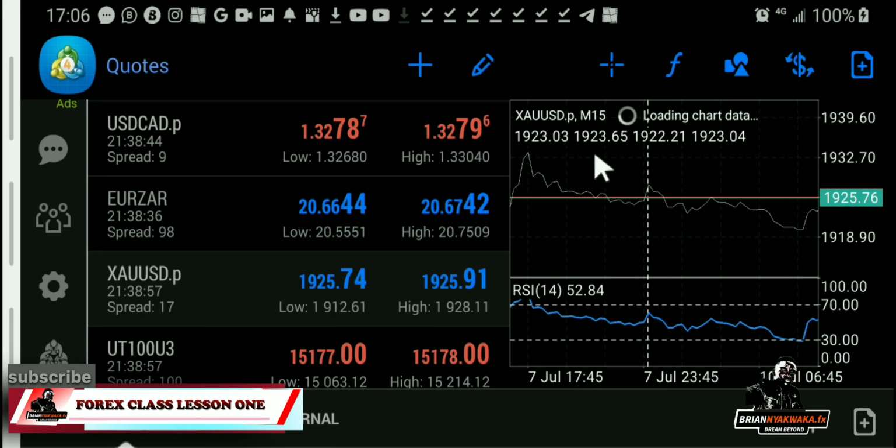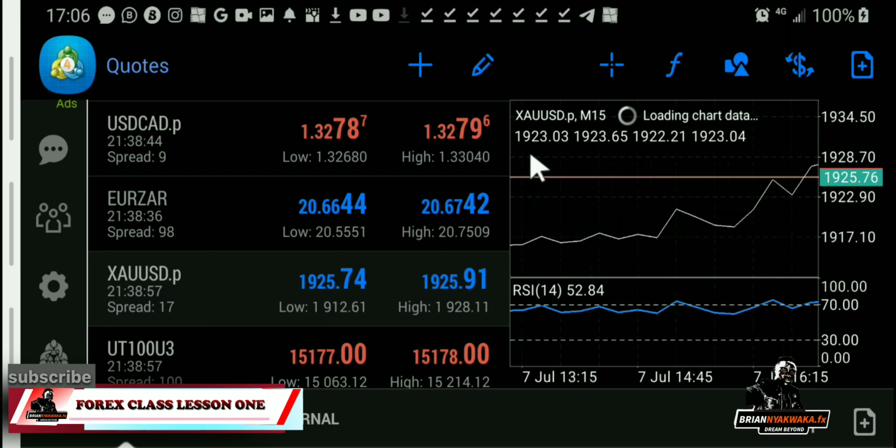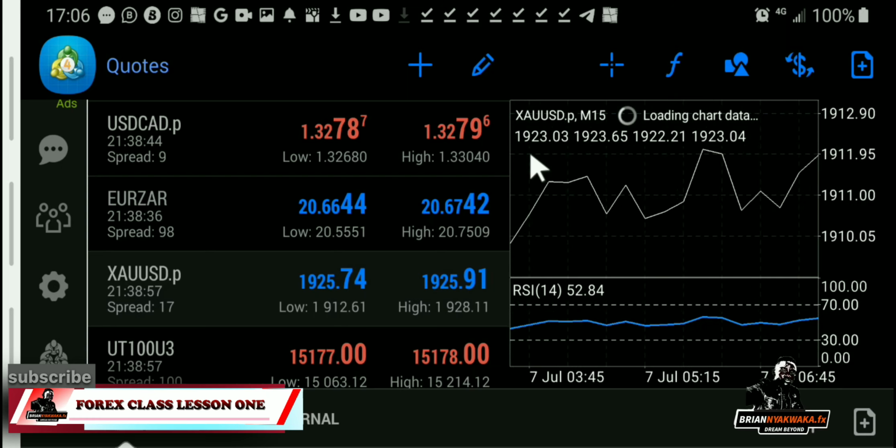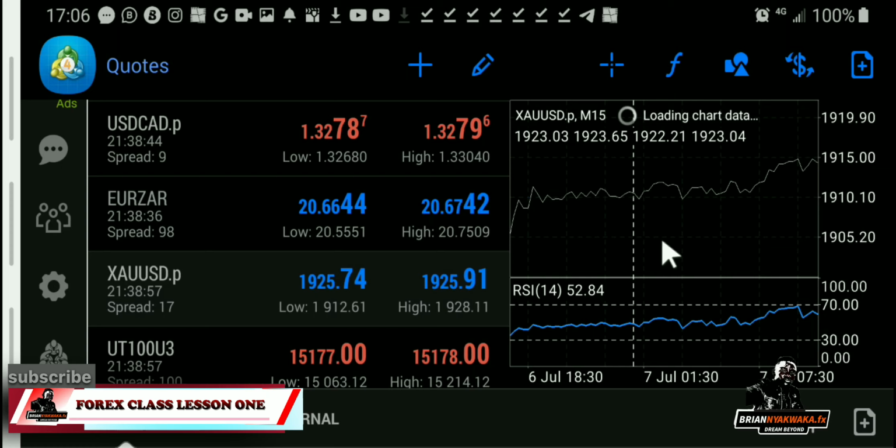So line chart represents the closing price of the currencies joined by one line. So you see at this point, let me just zoom in so that you can see what's going on here. This is the closing price of currencies that are joined by a line to form what we call a line chart.